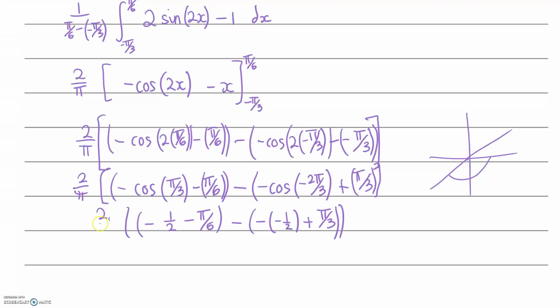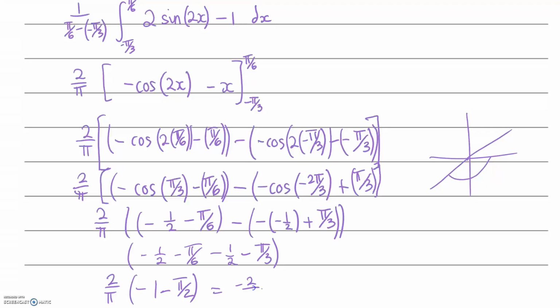and then this is all being times by 2 on pi. So getting rid of these brackets now. So I've got negative a half, take pi on 6. Now this is 3 negatives in a row going on here. So actually it's going to become positive, and then it's going to become negative all over again. So I've got negative a half, and then take pi on 3. So these 2 negative halves are just going to make a negative 1. The negative pi on 6 and the negative pi on 3 is going to make negative pi by 2. And this is all being times by 2 on pi. So this is just going to make negative 2 on pi. And then 2 on pi times negative pi on 2, ironically, is going to make negative 1. And there's my answer.